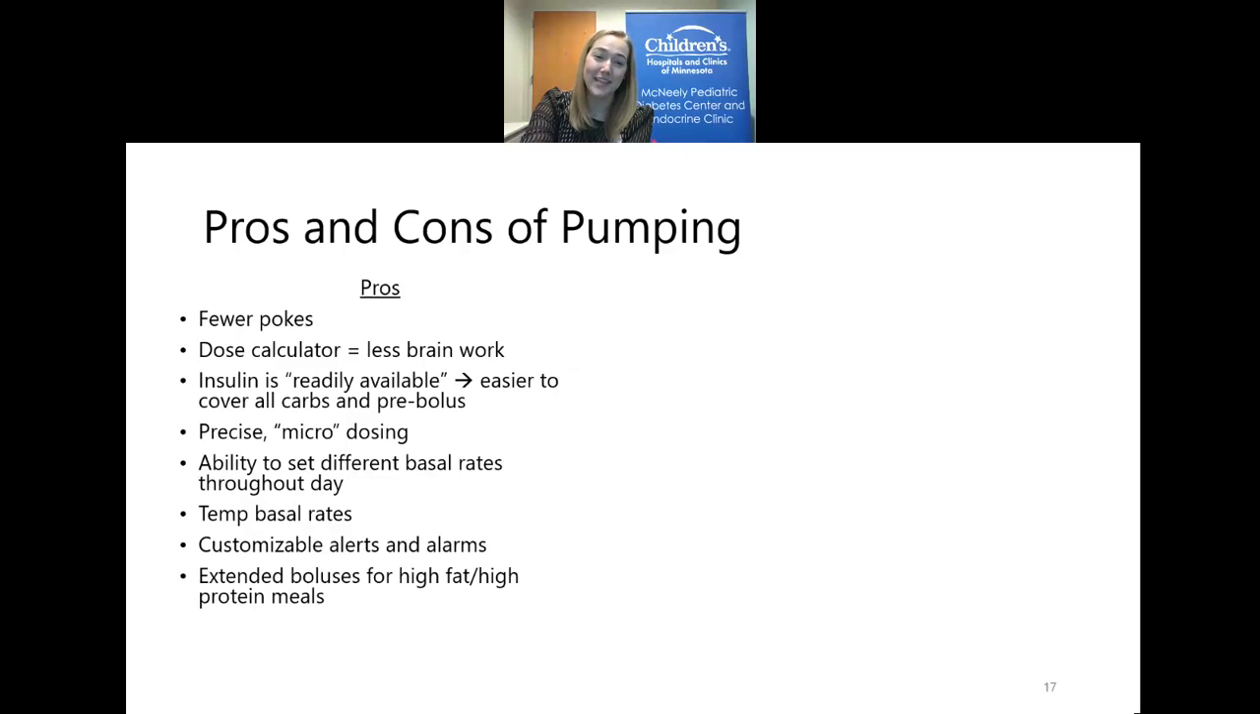And then one of my favorite things about pumps, which I use probably at least every other day, is extended boluses. Extended boluses are extremely helpful for high fat, high protein meals. They're helpful because when we eat meals that are high in fat and protein, it can delay and prolong how quickly our body breaks down carbohydrates into sugar.